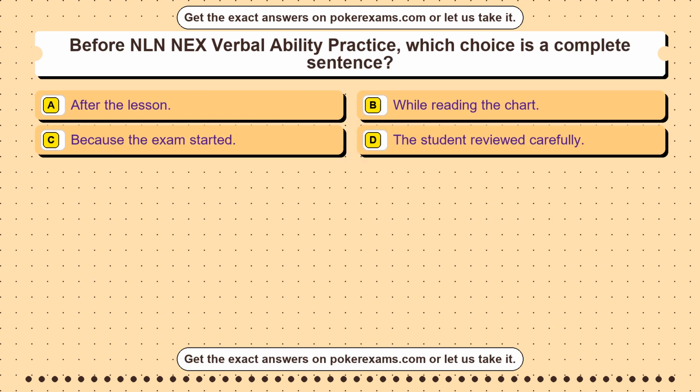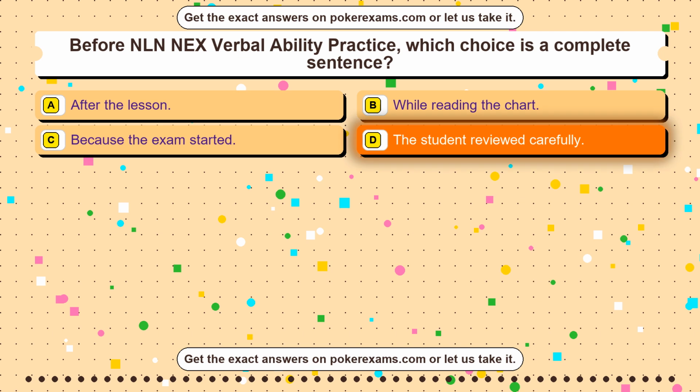Question 35. Before get statistics practice, which social studies skill checks whether a source can be trusted? Option A balancing reactions. Option B finding area. Option C evaluating credibility. Option D solving equations. The correct answer is option C.